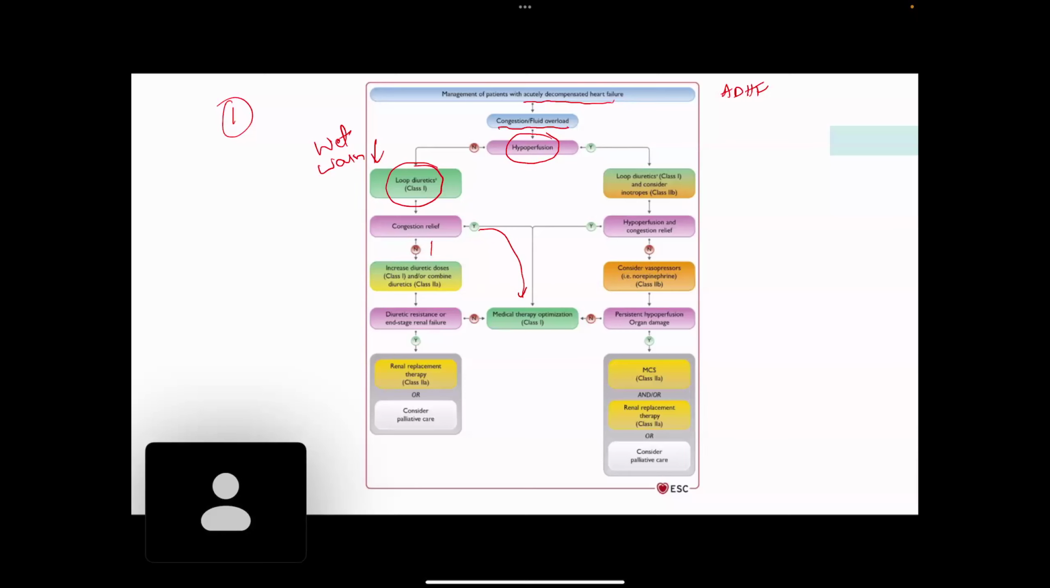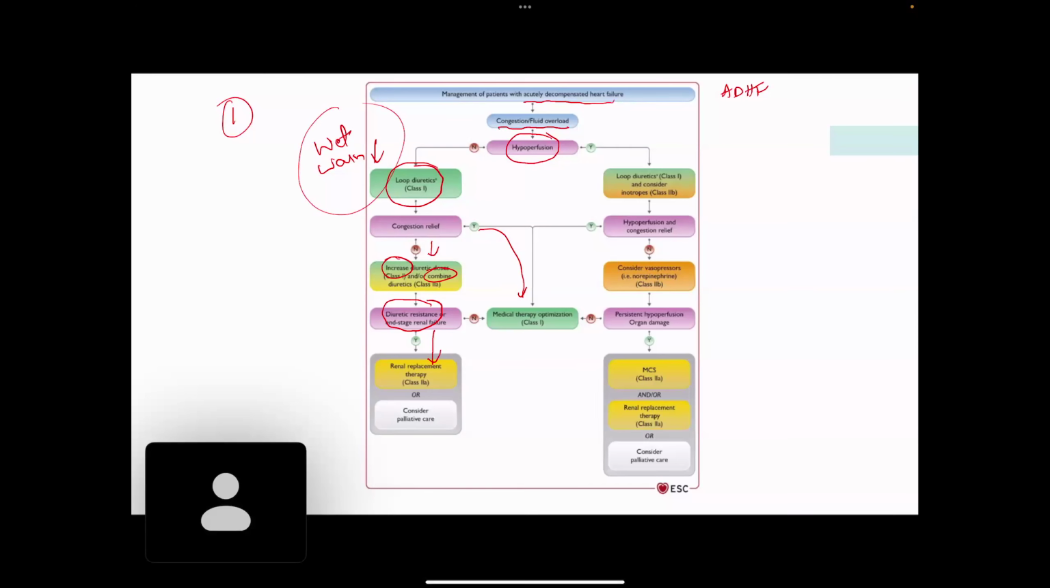Suppose the patient is still having symptoms of congestion, then you have to increase his diuretics, or you can combine with other groups of diuretics like thiazide diuretics or acetazolamide. In spite of that, if the patient is having diuretic resistance and is going into renal failure, you have to consider renal replacement therapy. So this is the wet and warm category.